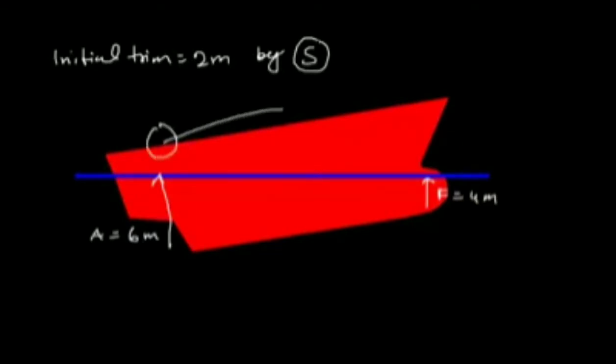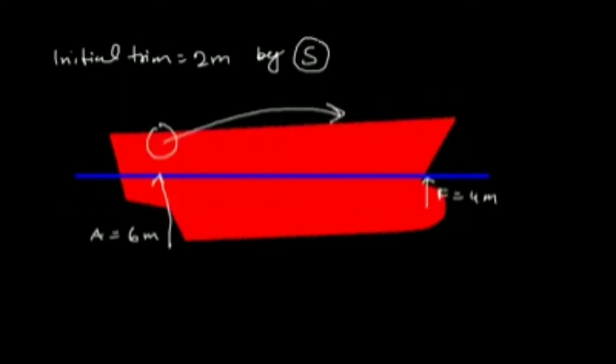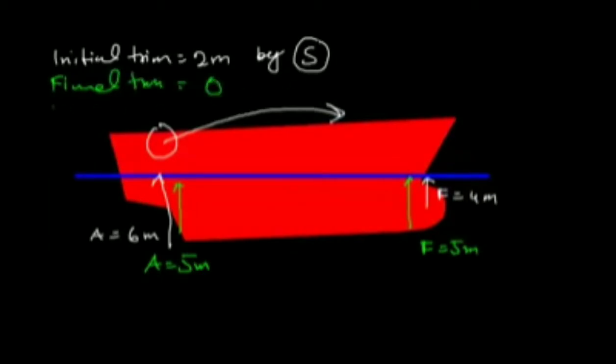Now if I shift some weight from here to here, making the draft at 5 meter, like this. This is 5 meter. This is 5 meter. So the forward draft is 5 meter and aft draft is 5 meter. So I will write the final trim is 0, that is even keel. So, well, the trim cost will be 2 meter by head.